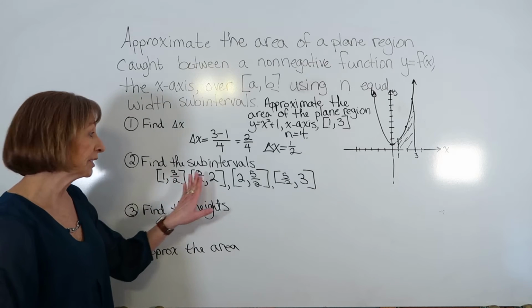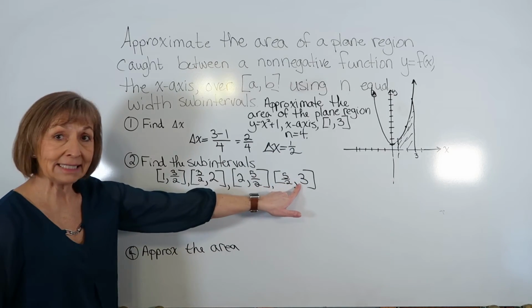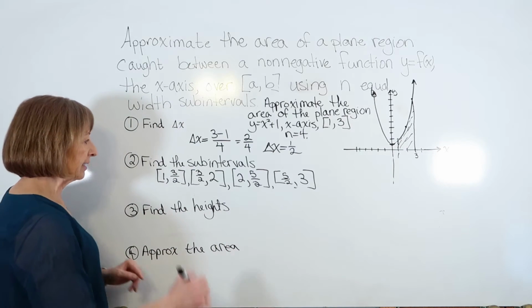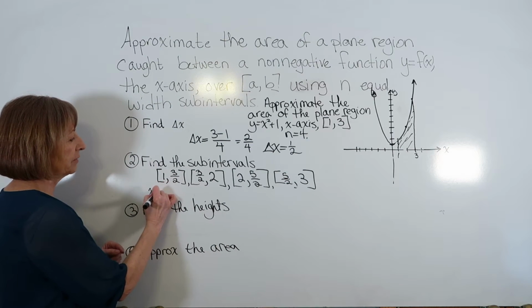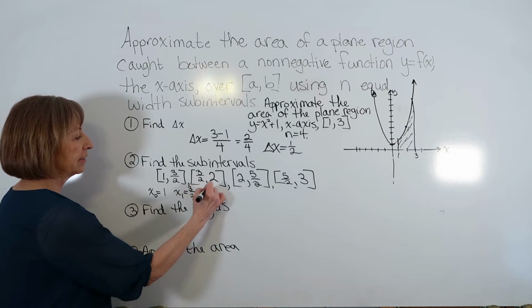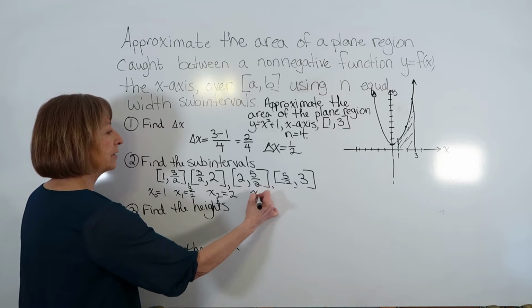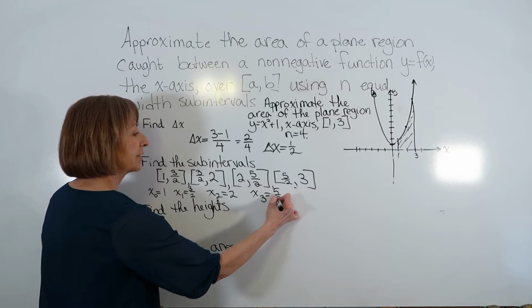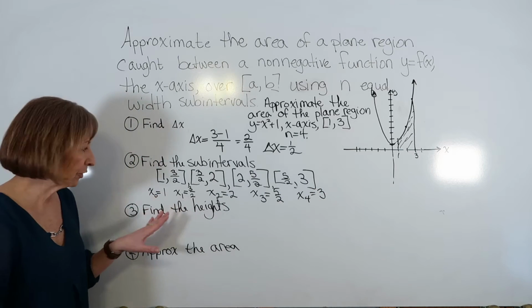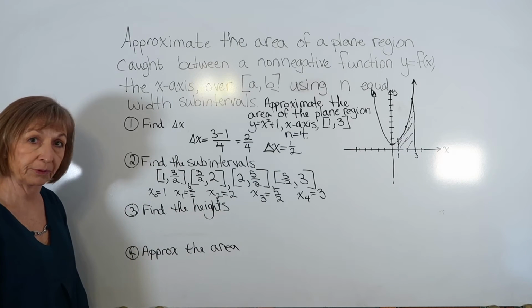So notice I have 1, 2, 3, 4 subintervals, and it landed me at the end, which matched up with my b. So when we look at this, my x sub 0 is 1, my x sub 1 is 3/2, my x sub 2 is 2, x sub 3 is 5/2, and x sub 4 is 3. And technically, you probably could have found your x values first and then broken up your subintervals. It's just however you think about it when you're going through.